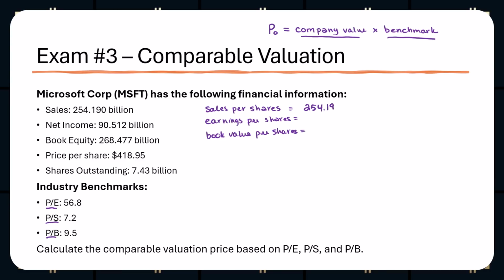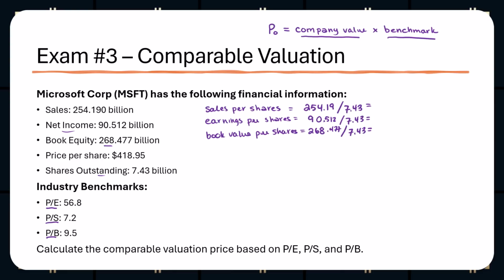Okay, to find sales per share, we're going to take the 254.19 billion, those are in billions of dollars, this is real data by the way, divided by the number of shares outstanding for Microsoft, and that's 7.43 billion shares outstanding. For the earnings per share, we're going to take the net income divided by the shares outstanding. So we'll take the 90.512 billion in net income, and again we'll divide it by the total number of shares outstanding. Last but not least, we'll take the book value of the equity, $268.477 billion, and then we'll divide that by 7.43.